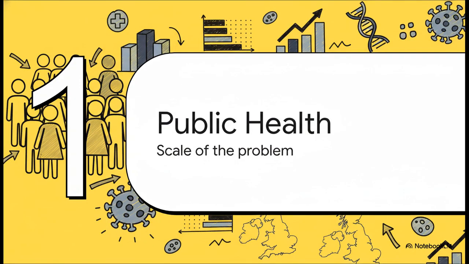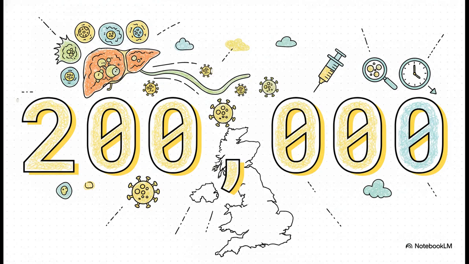It's really important to get a handle on the scale of the problem to understand why hepatitis C is such a major concern, especially right here in the UK. Let's anchor this with a number, 200,000. That's the estimated number of people in the UK living with chronic hepatitis C. And that's not just a number on a slide. It's a huge reservoir of infection. It represents a massive patient population that we need to identify and manage before they develop serious liver disease.